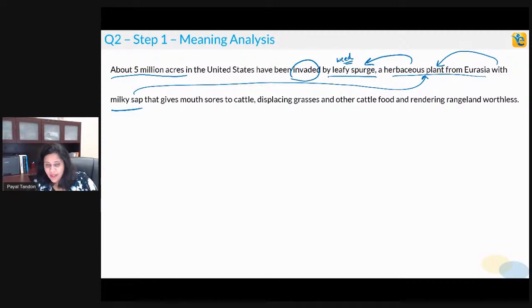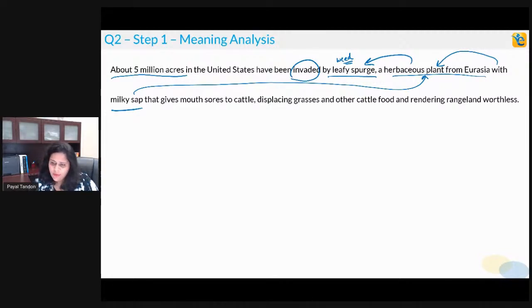So again, somebody asked me that question about how prepositions work. They all work the same way. You have to understand the context. It should make sense. It should not create any ambiguity. Now, in this case, there is no ambiguity that with milky sap could modify Eurasia. There is no ambiguity whatsoever. Okay, so let's come back.